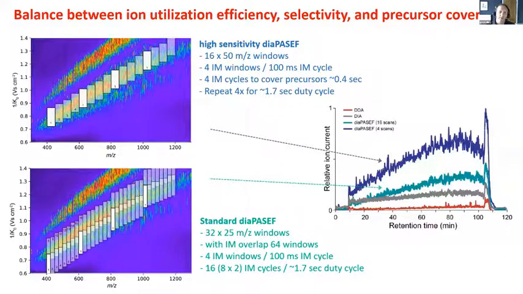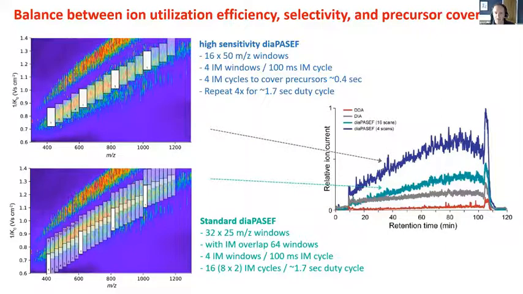Now, it turns out that the scheme I described in the previous slide is maybe not completely ideal for complex samples, because the isolation windows are too big in the mass dimension, and you run into selectivity issues. So we probably need to make some sacrifices in terms of ion utilization efficiency in order to get the selectivity that we want. This means reducing the window size in the mass dimension, and we need to spread out these isolation windows across multiple cycles of the trapped ion mobility device. This should allow us to get the selectivity up a little bit, even at the cost of the ion efficiency going down a little bit.